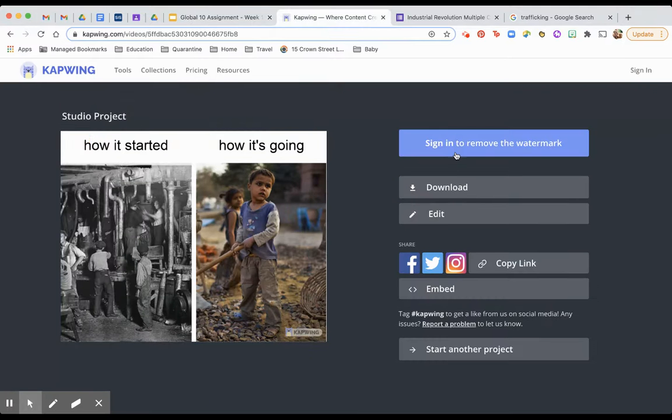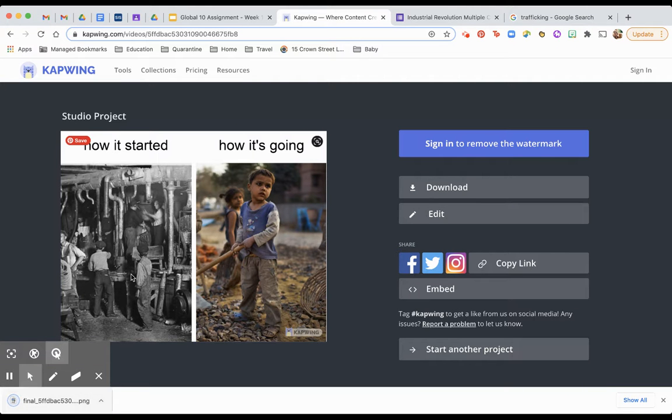But I got my picture. I would download it. So now I have it on my computer, so then I could add it into my slide. So that's how you use that.